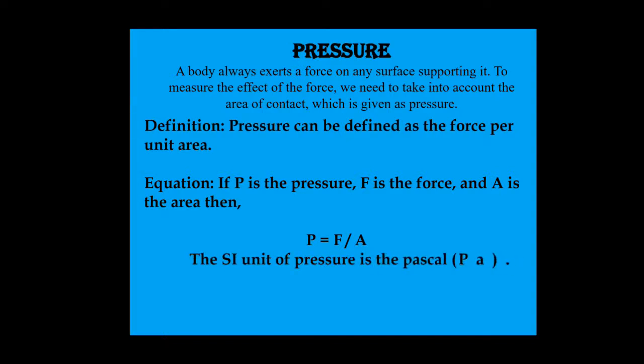And the SI unit of pressure is the Pascal, and its symbol is capital P small a. And from this equation we can find out 1 Pascal. So 1 Pascal is a pressure of 1 Newton per square meter. If the force is 1 Newton and the surface area of the object is 1 square meter, after dividing it we get 1 Newton per square meter, and Newton per square meter is known as Pascal. So this is about 1 Pascal.